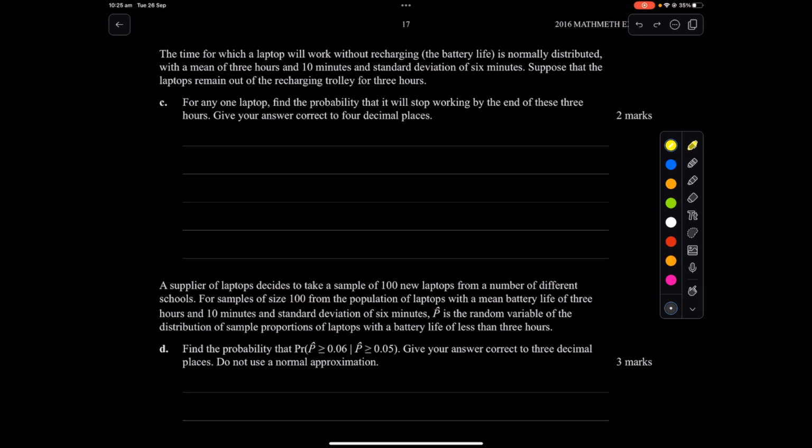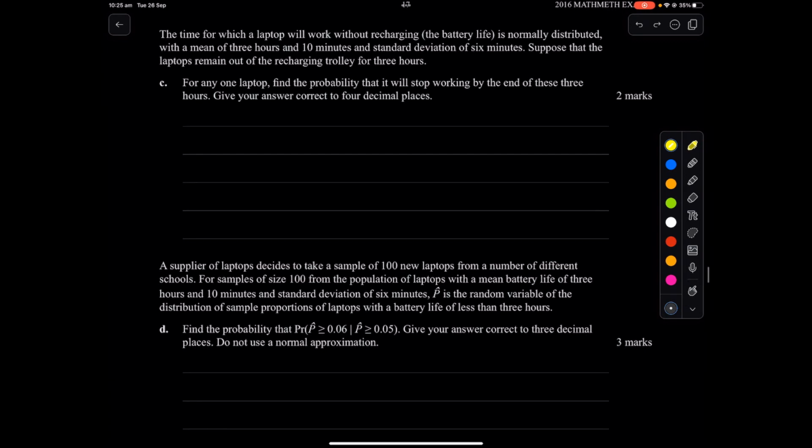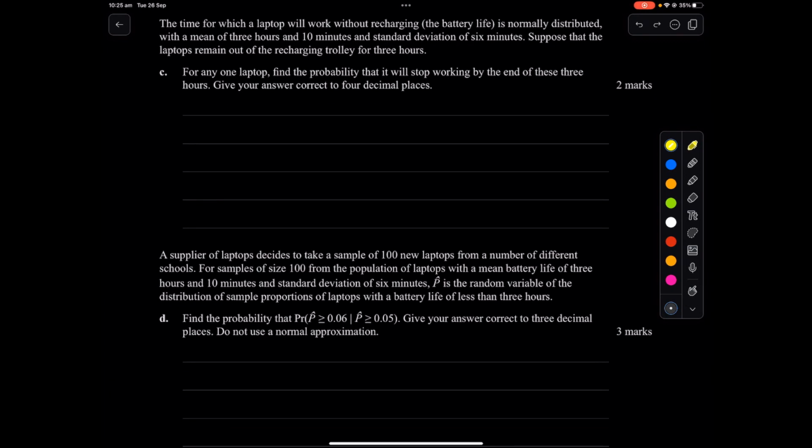Suppose that the laptop remains out of the charge trolley for 3 hours. For any one laptop, find the probability that it will stop working by the end of the 3 hours. So we can say that X is normally distributed with a mean of 190 and a standard deviation of 6, so variance 6 squared.